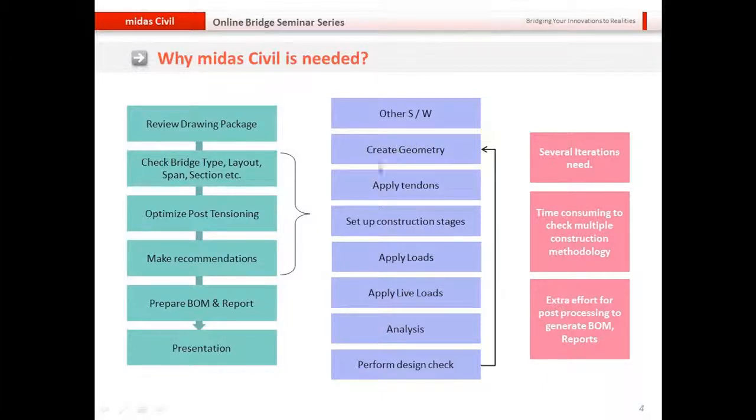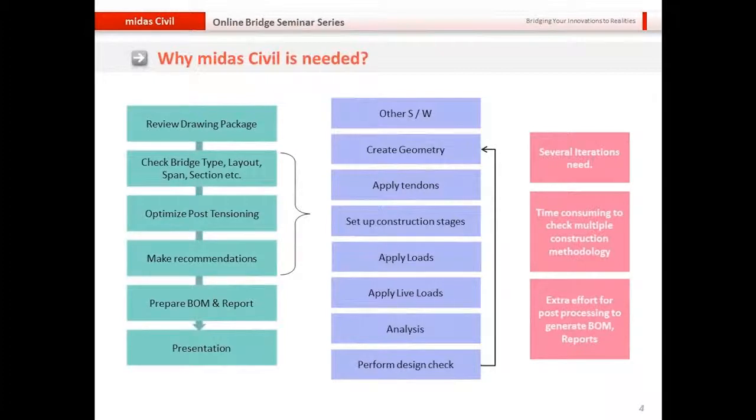Now, this is the workflow of another software that will be used by the engineer to fulfill the needs of his flowchart activity. So you start by creating a geometry in another product, then you apply tendons to it, then you set up construction stages. This is very important for post-tension structures, and many of the products are not able to take into account the construction staging. So you need a tool that can handle construction stages, so you set up the construction stage analysis. Then engineers apply the live loads and the other static loads. Then they perform the analysis, and then they perform the design.